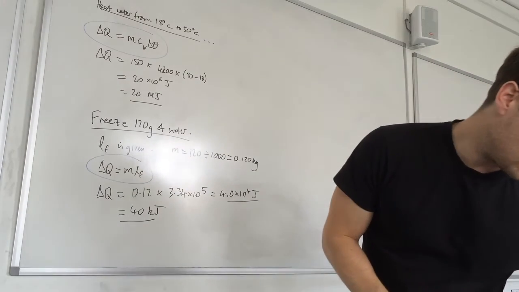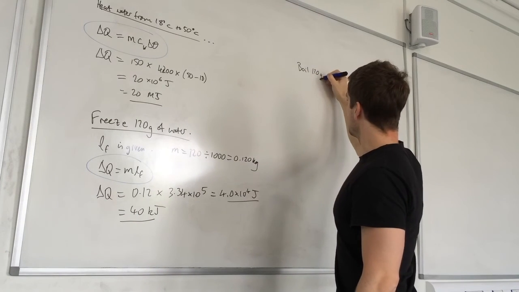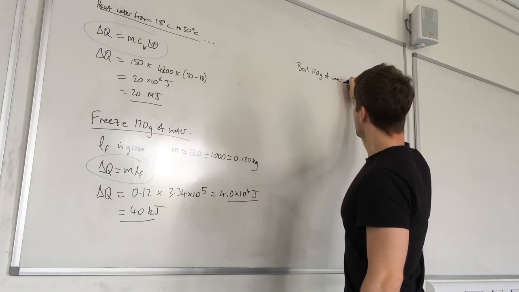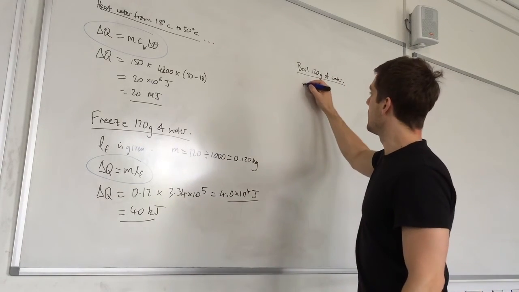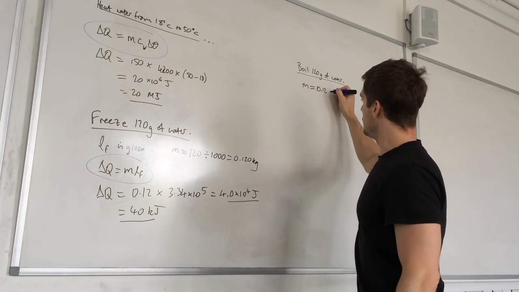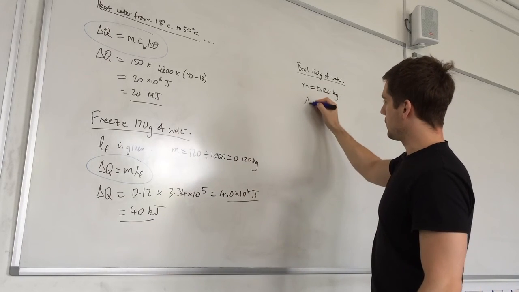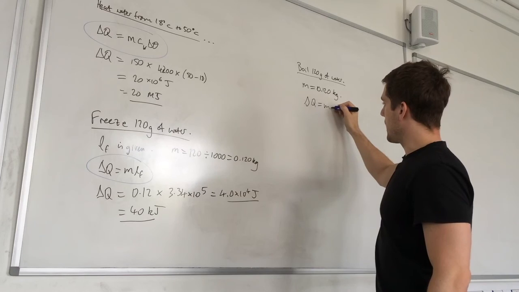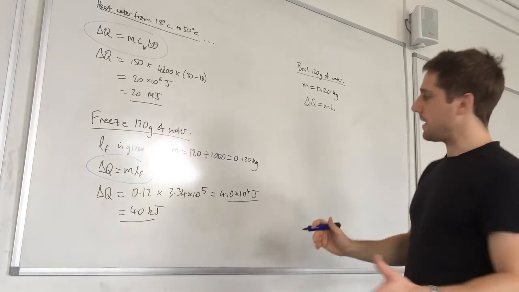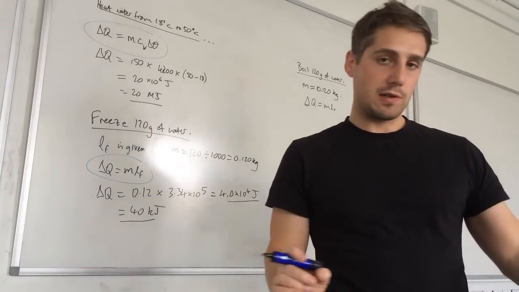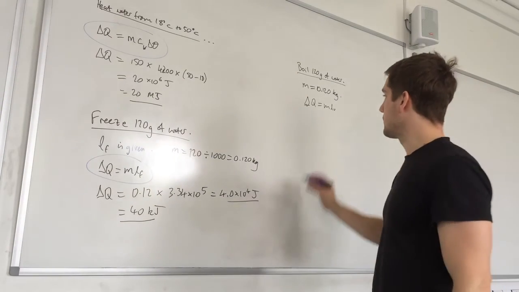So here we are boiling 120 grams of water. We've already calculated what 120 grams is in kilograms. So the mass is 0.12 kgs. We now use this equation because it's boiling. Delta Q is mLV. And now we put the values in. The latent heat of vaporization is different to latent heat of fusion. It's 2.26 times 10 to the 6.